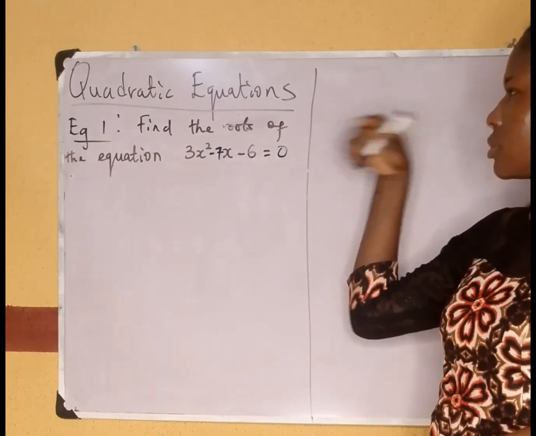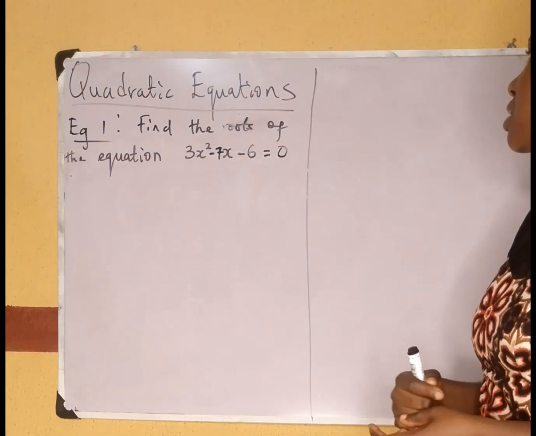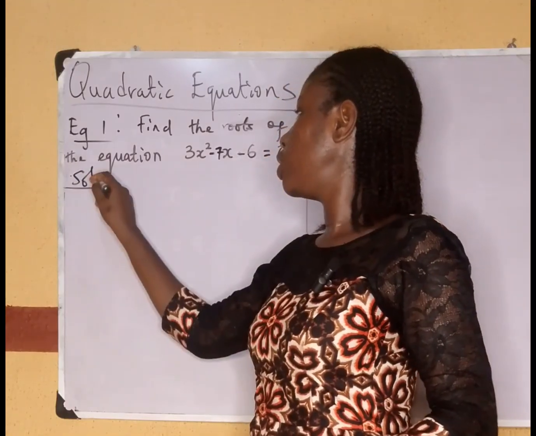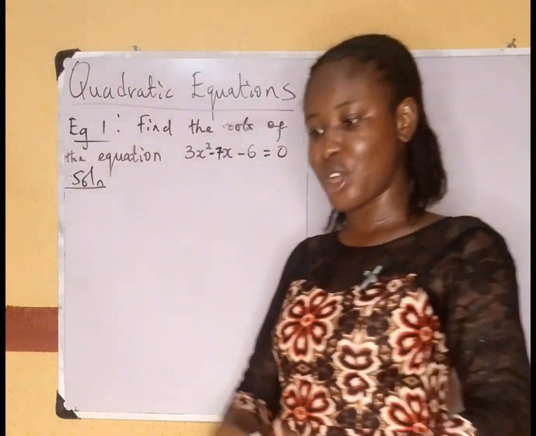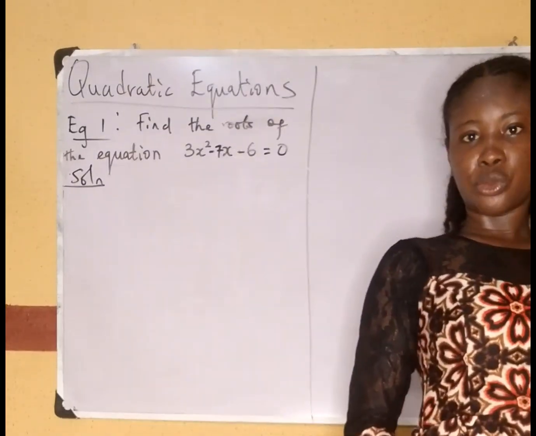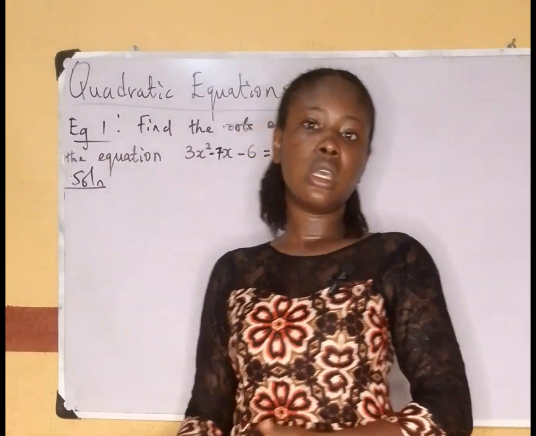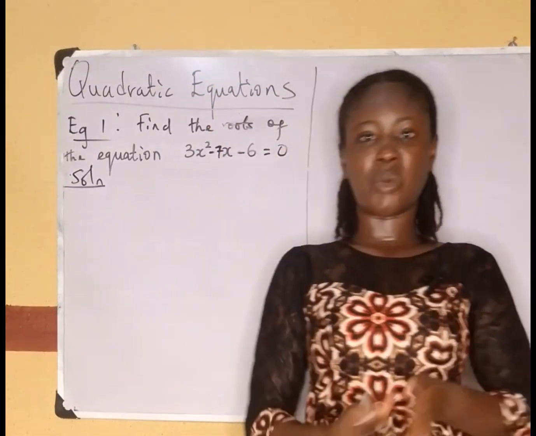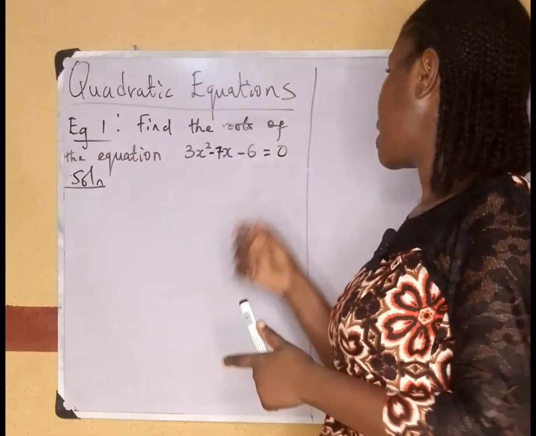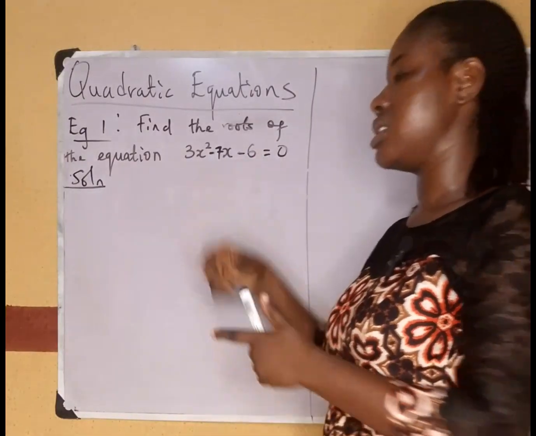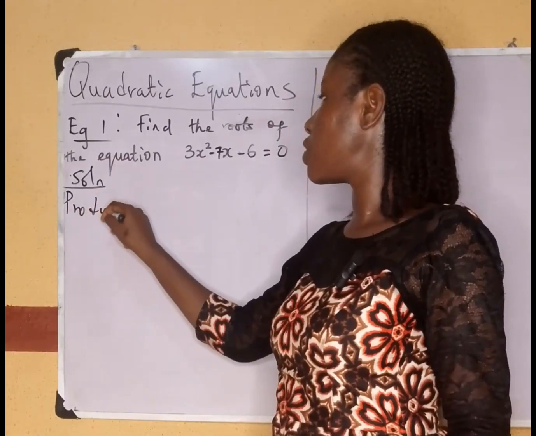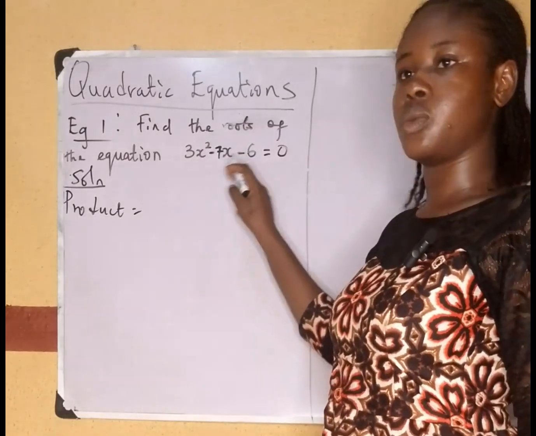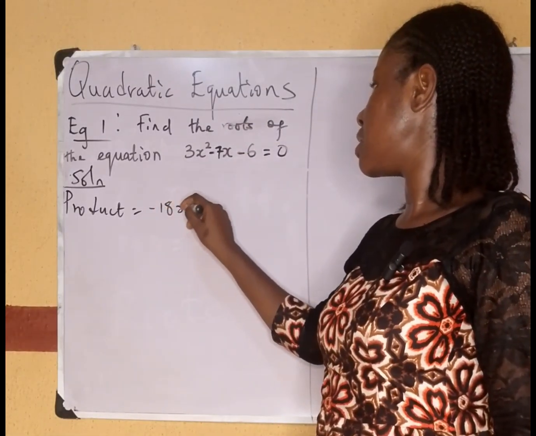But back to this, we have 3x squared minus 7x minus 6 equal to 0, and we want to solve this using the factorization method. The factorization method is basically that we're going to be factorizing the quadratic expression into the two linear expressions that will multiply and give us that quadratic expression. Then we equate it to 0, and we're basically done. So what do I mean? What we have here is 3x squared minus 7x minus 6. If I look for the product of the first term and the last term, that's 3x squared times minus 6, which will give me minus 18x squared.